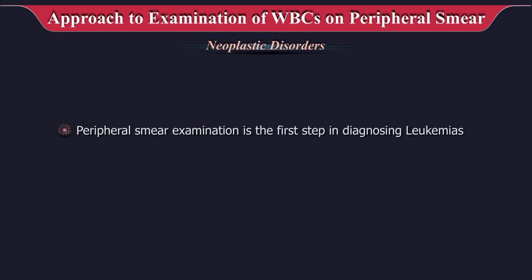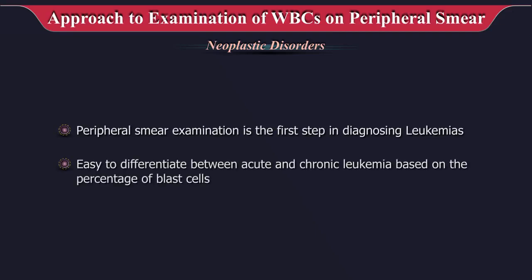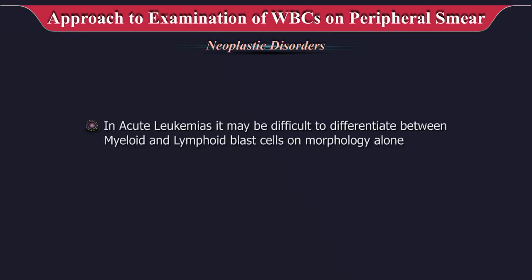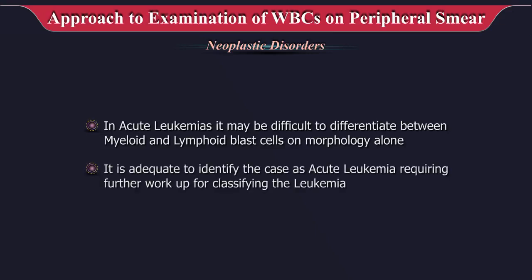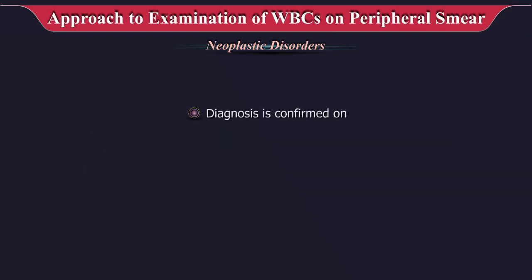Peripheral smear examination is the first step in diagnosing leukemias. It is reasonably easy to differentiate between acute and chronic leukemia based on the percentage of blast cells. However, in acute leukemias, it may be difficult to differentiate between myeloid and lymphoid blast cells on morphology alone. In such cases, it is adequate to report the case as an acute leukemia requiring further workup for classifying the leukemia. The diagnosis is then confirmed on bone marrow studies, flow cytometry, cytochemistry and cytogenetics.